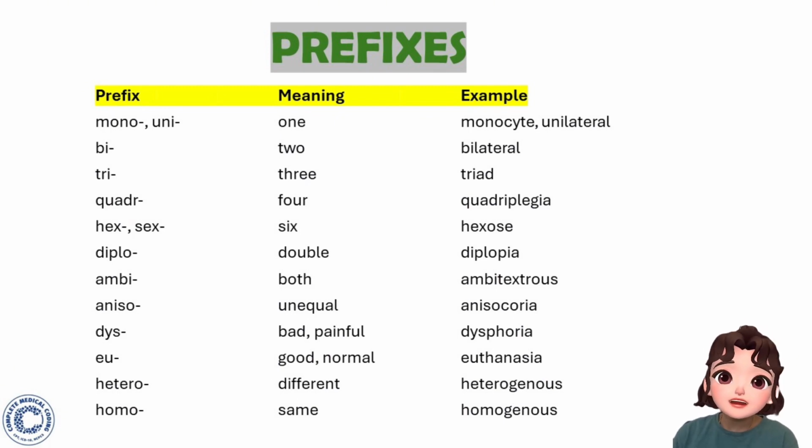Homo means same, homogeneous. Few people might know all these anatomical terminologies, but I'm still doing it for the beginners, those who are learning or those who are appearing for the CPC examination. This will be helpful to you. Although this is already there in the CPT code book, I'm explaining one by one.